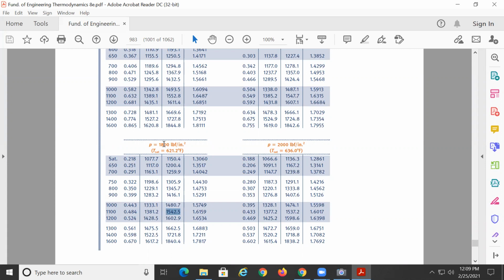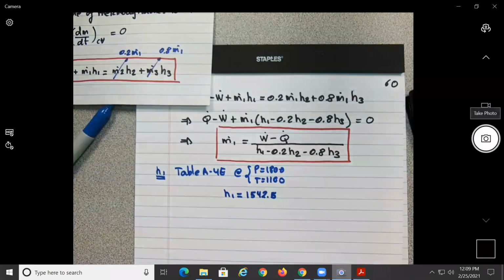So let's say from table A4E at P equal 1800 and T equal 1100, we have H1 equal to 1542.5 BTU per LB. All right.